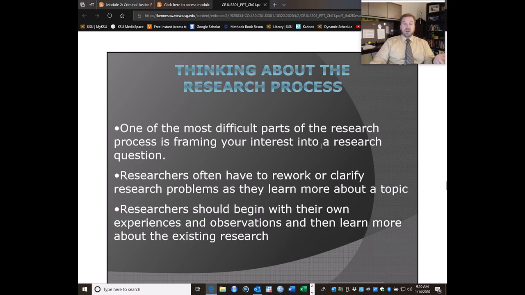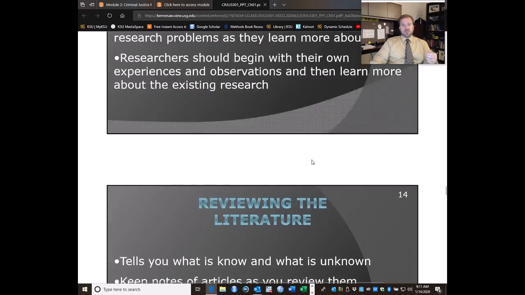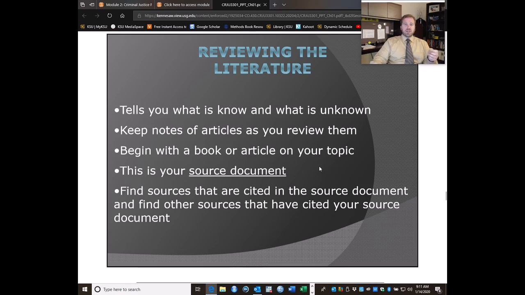They often don't like that because we usually prove that they're ineffective, but for their political reasons, they want them to be in place. One of the most difficult parts is framing your interest in a research question. And some of you should be coming up with research questions throughout the class. So if you come up with something that you notice is interesting, you think you're going to be interested in, that might be a good topic for your research proposal.